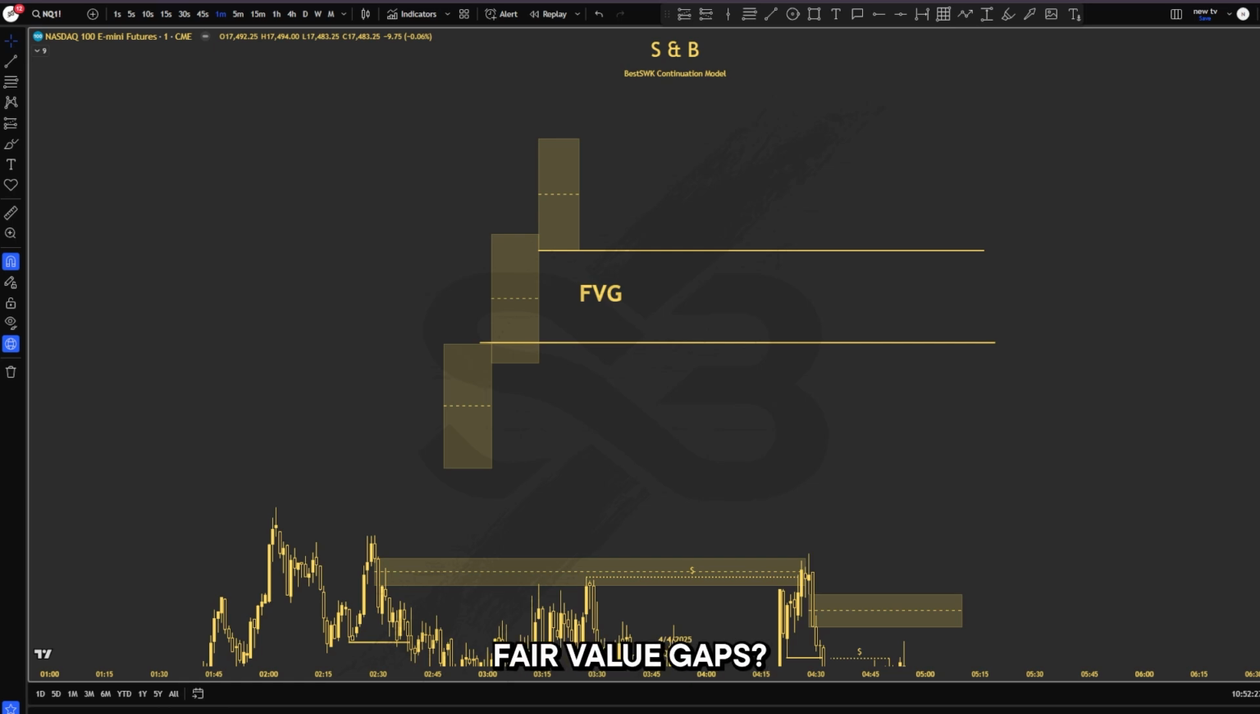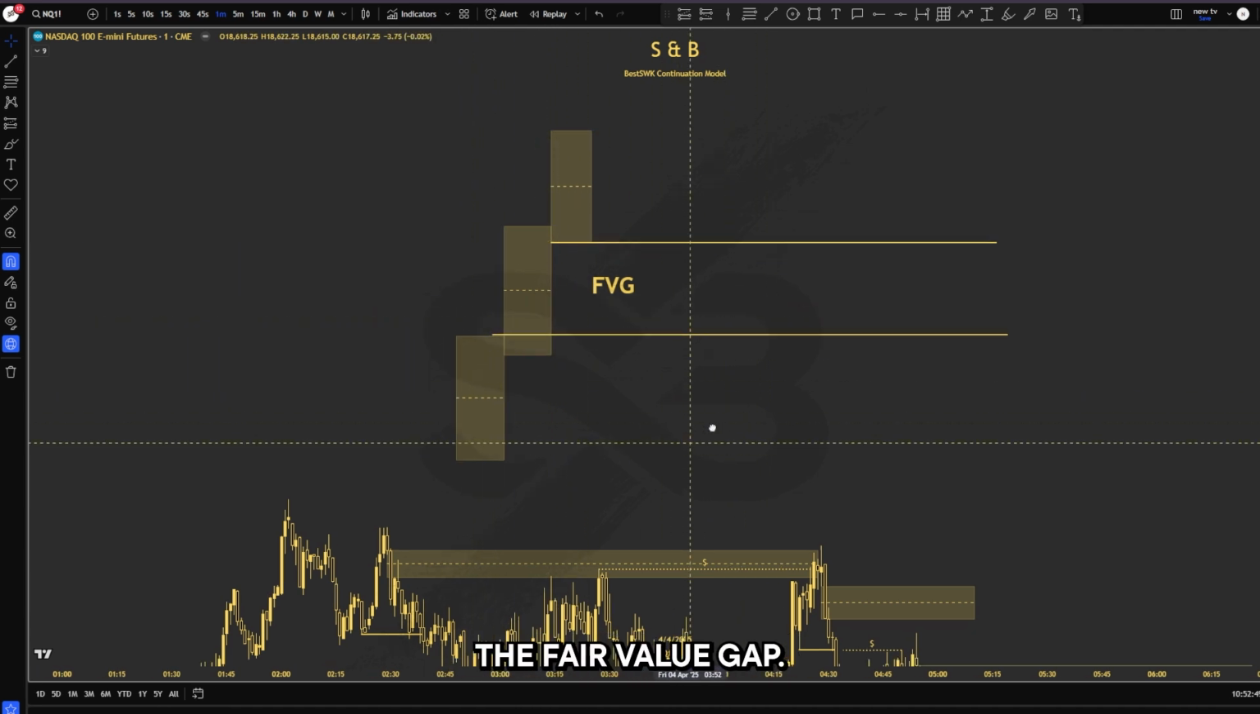What are fair value gaps? Fair value gaps are just candle number 1, 2, and 3. It's just a pattern of 3 candles where candle number 1 doesn't overlap with candle number 3. So in this case, this is candle number 1, 2, 3. As we see, this is the top of candle number 1. This is the bottom of candle number 3. This gap in between the 2 candles becomes the fair value gap.